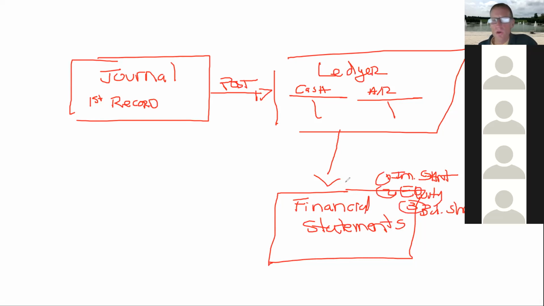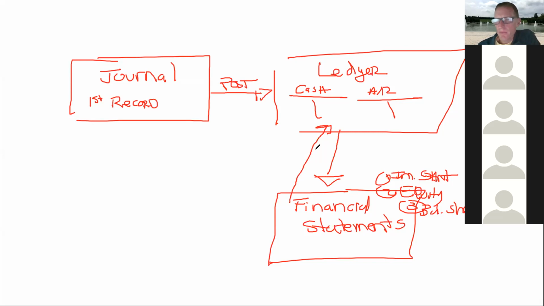Okay, so the idea here is the financial statements in an accounting system are basically taken from the ledger, your ledger accounts. So remember, accounting is really all about organizing. How do you organize a business? You've got to have a system where you've got structure. If you don't, you're not going to know what's happening.